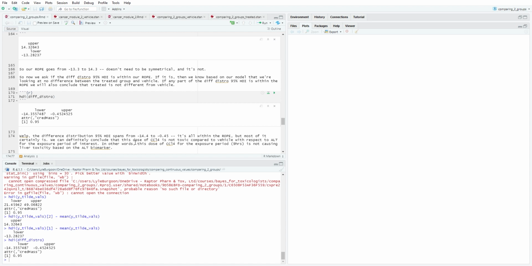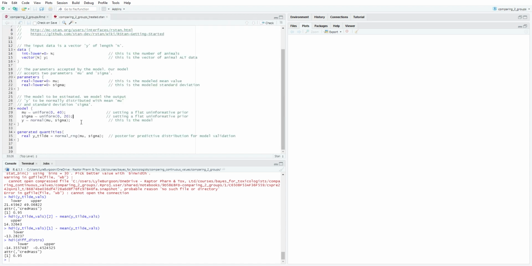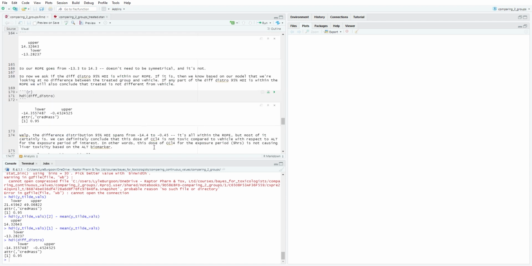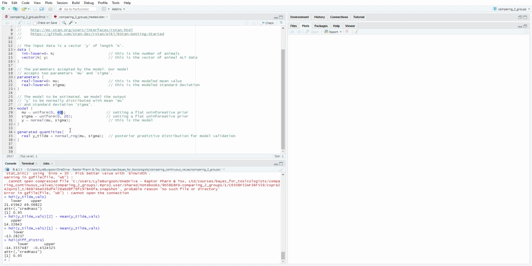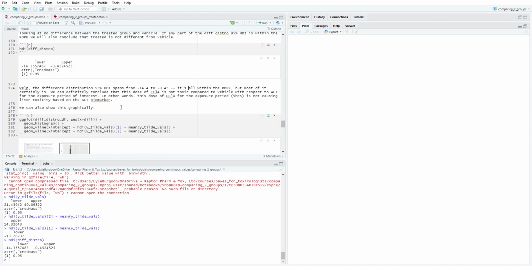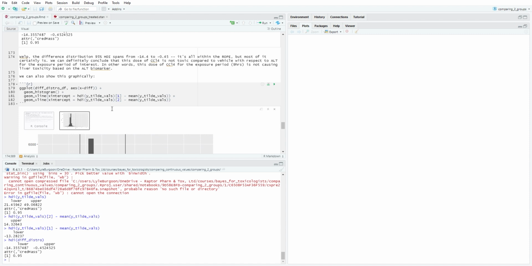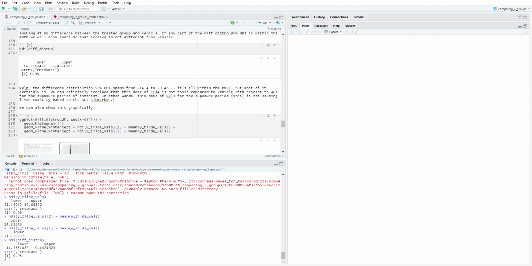So we can definitely conclude that this dose of CCl4 is not toxic. Definitely. And let me get rid of some of these things here. And again, I changed what these values were. So if I moved them back to where I had them before, I probably would have replicated this result. But you can see the difference that changing these priors makes. The priors do have an impact on things. So anyway, we can definitely conclude that this dose of CCl4 is not toxic compared to vehicle with respect to ALT. That's for sure.